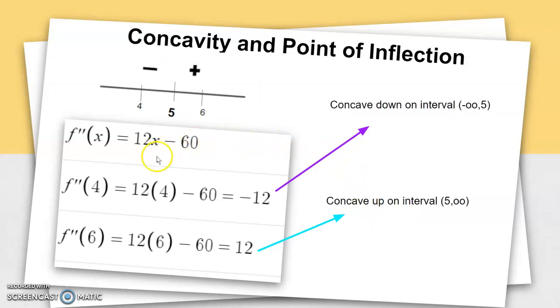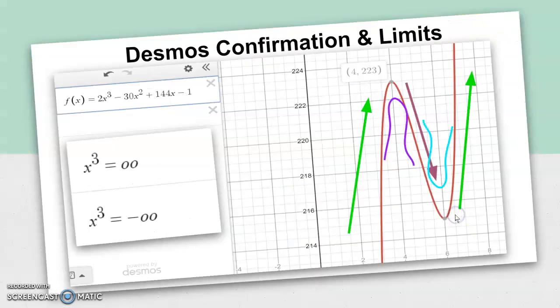So once we've plugged those into our second derivative, we can see that it is -12, which means it's concaved down on the interval of -infinity to 5. And when we plug in the 6, we get +12, which means it's concaved up on the interval of 5 to positive infinity. This too can also be confirmed on our graph. As you can see here, it is concaved down and then concaved up.